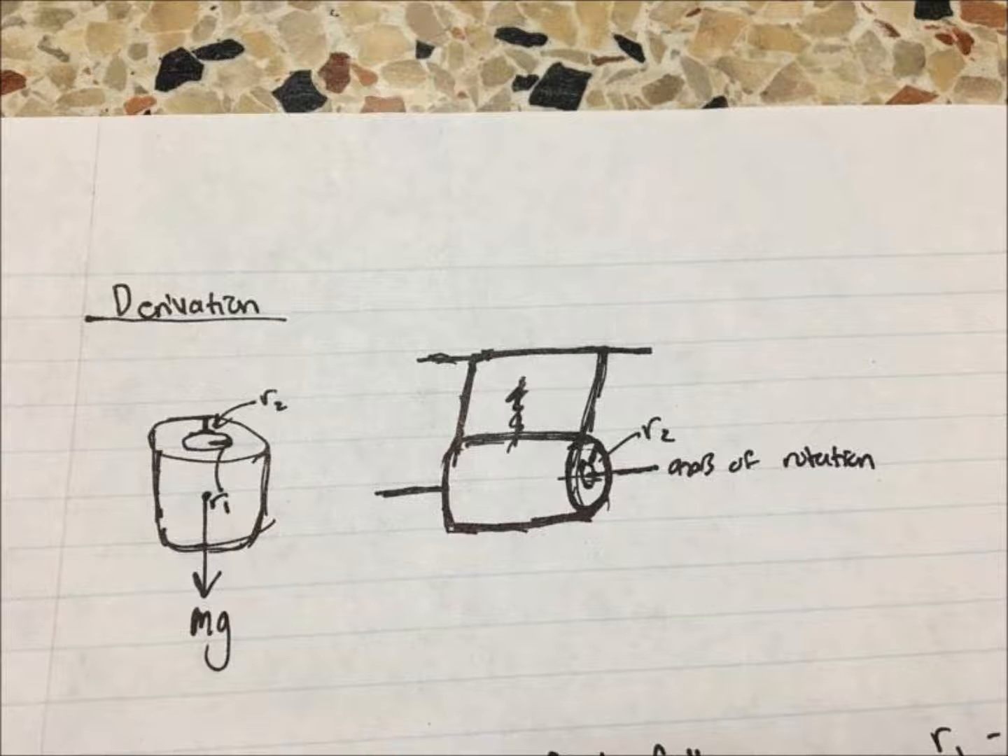For the derivation, we have 2 toilet paper rolls, one that is translating straight down and one that is rotating and going straight down. For both of these toilet paper rolls, the only force acting on it is the force of gravity, mg, and the one that is rotating has an axis of rotation.